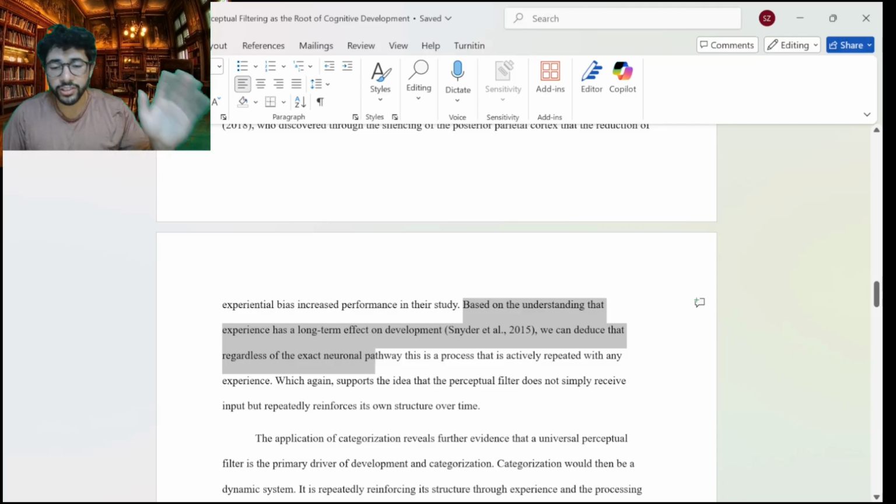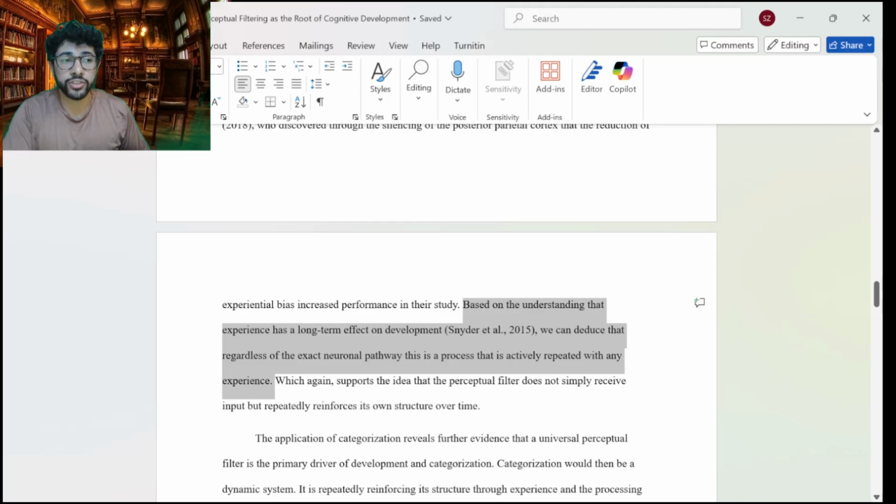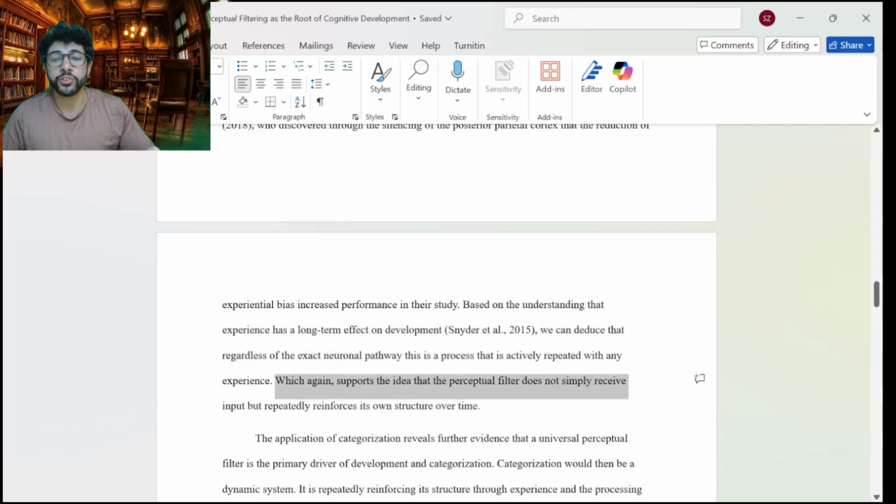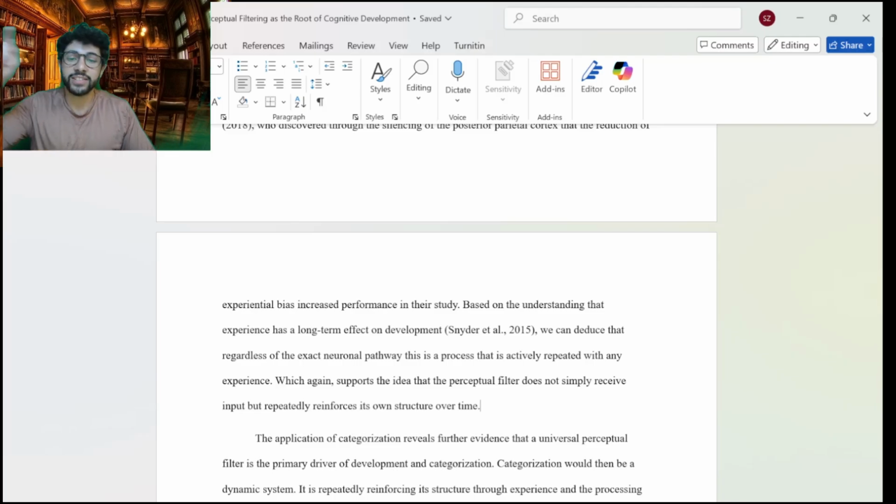Where the idea is. So regardless of the exact neuronal pathway, it is a process that is actively repeated with any experience, right? And so actually the fact that this occurs in multiple areas of the brain supports that this is a single highest order category that is filtering all of this information. Okay, so it again supports the idea that the perceptual filter does not simply receive input but repeatedly reinforces its own structure over time. Okay, and this idea is super important to hammer home because it's not just like everything gets filtered and then it's like a bunch of junk that doesn't matter. No, it's constantly reinforcing itself.